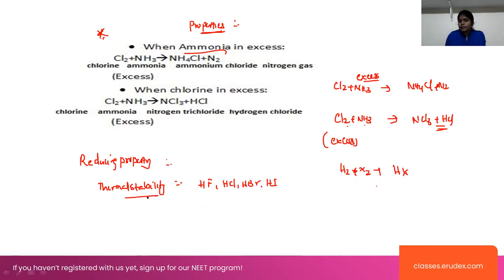Now look at the case of thermal stability. Whenever we provide temperature, the compounds which remain stable are said to have thermal stability. In the case of HF, thermal stability is more here. It is more stable on providing temperature also. Whenever the size increases, bond length increases. Bond length increases means the bond weakens. Whenever we provide temperature, they can easily dissociate.